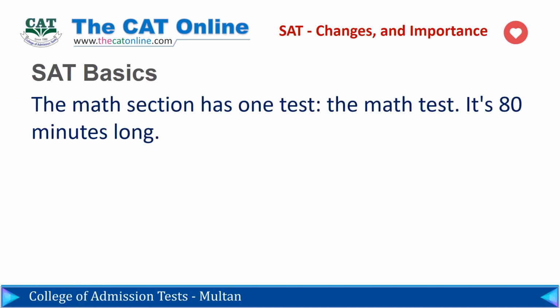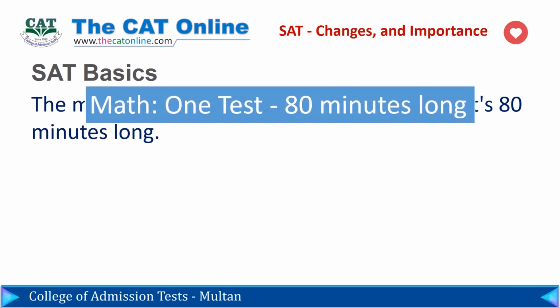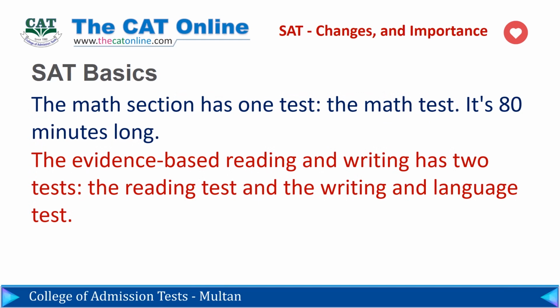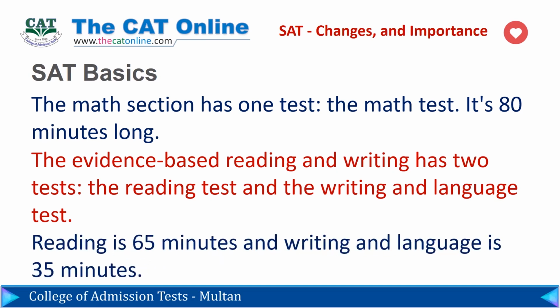The math section has 1 test, the math test. It's 80 minutes long. The evidence-based reading and writing section has 2 tests, the reading test and the writing and language test. Reading is 65 minutes and writing and language is 35 minutes. The reading test is a revised version of the old critical reading section and the writing and language test is a revised version of the old writing section.